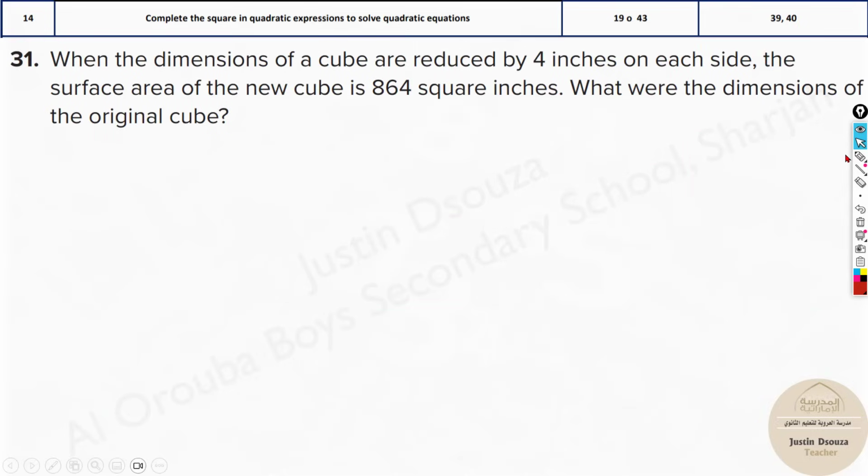Now we have a real world problem here. When the dimensions of a cube are reduced by 4 inches on each side, the surface area of the new cube is 864 square inches.